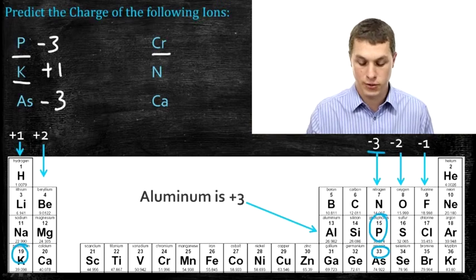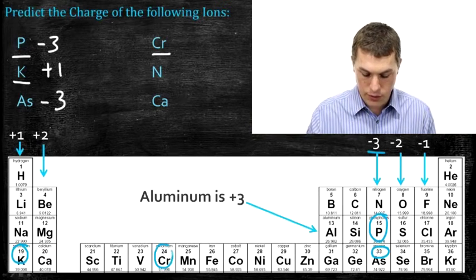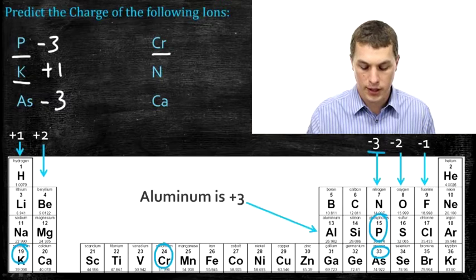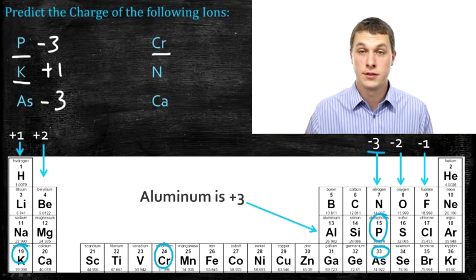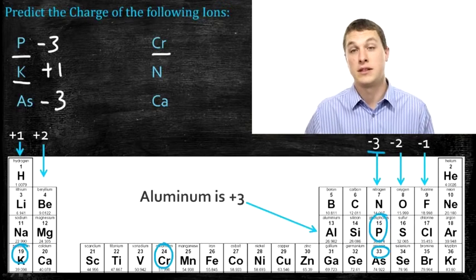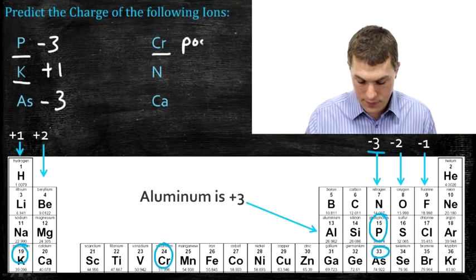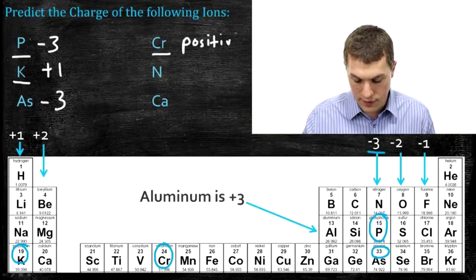This turns out to kind of be a trick question. Why is it a trick question? Well, chromium is way down here in the middle of the periodic table. That's part of the D block. And there's just no good rules for the D block. So we know chromium's positive. Everything in the D block turns out to form positive ions, but we don't know how positive. So we'll just say positive, and we don't know how positive.